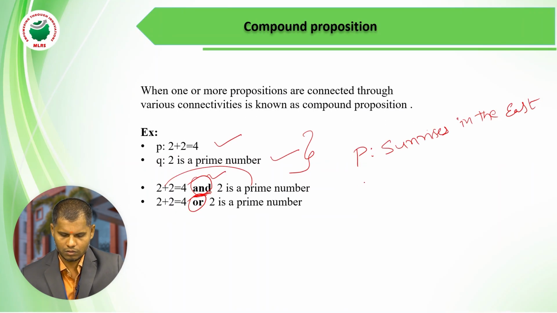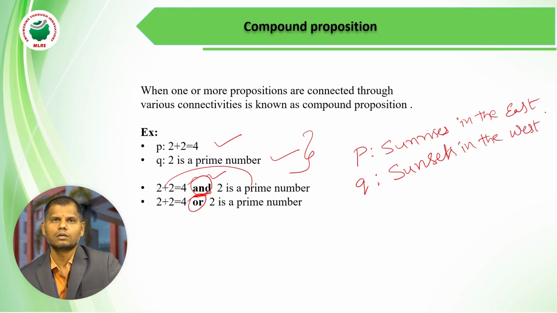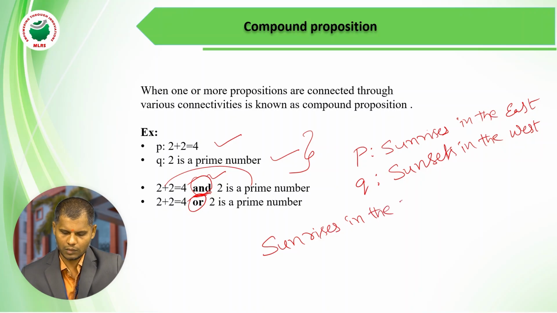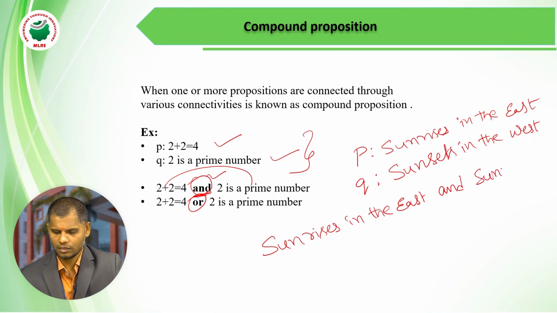Sun sets in the west. Here, taking one more example, we are using one more connectivity like: sun rises in the east and sun sets in the west. Here also we are using one connectivity.